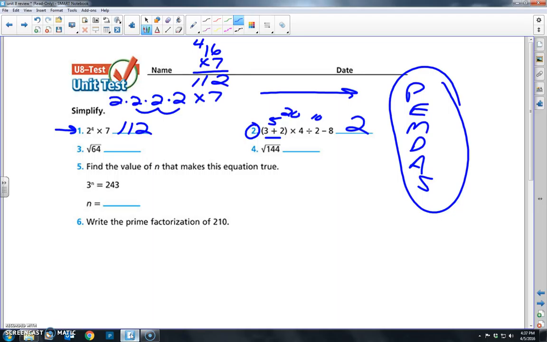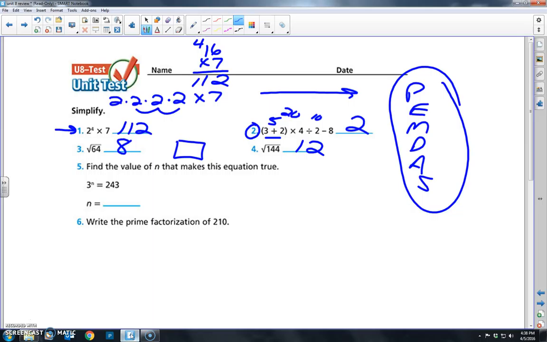Question 3, the square root of 64. Think of our box. Something times something equals 64. It's the same number. Think of a number that when you multiply it by itself equals 64. That number is 8. Same thing for 144. The square root of 144 is 12. 12 times 12 equals 144. Okay?